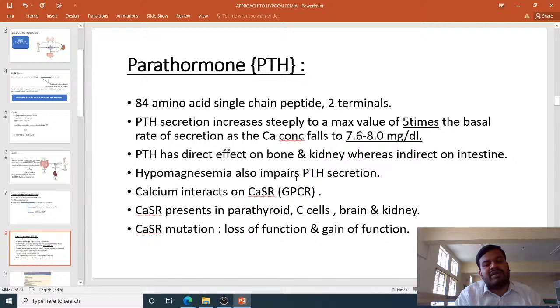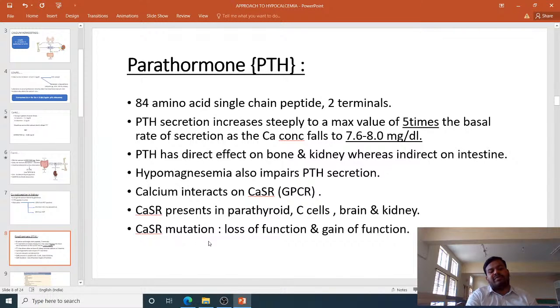Hypomagnesemia also impairs parathormone secretion, and calcium interacts with the calcium sensing receptor, which is a G protein coupled receptor. It is present in the parathyroid, C cells, brain and kidney. So these are the main sites where calcium is being sensed. If there is low calcium, then it will stimulate the parathyroid.